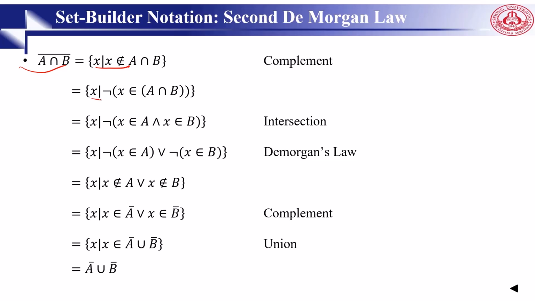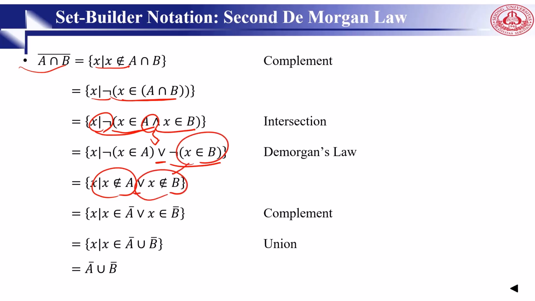This can be written as the negation of x in A intersection B. Then we apply the negation. When we say x in A intersection B, it means x is in A and x is in B, and we have a negation here. Then we apply the negation: negation of x in A, or, this has been changed because negation is there, negation of x in B. Then again, negation of x in A is x not in A, and negation of x in B is x not in B.